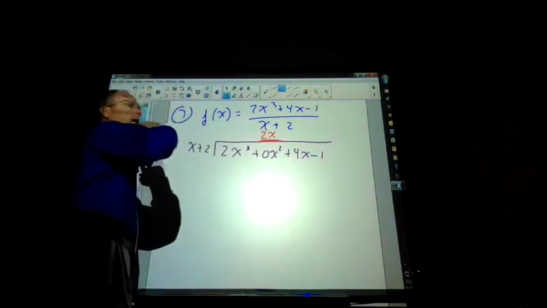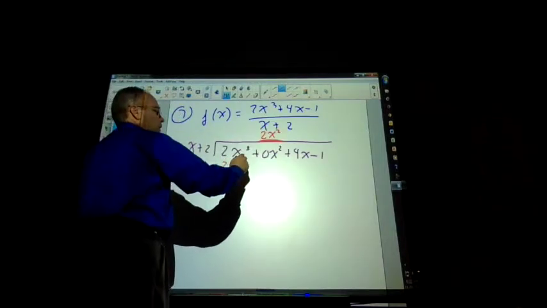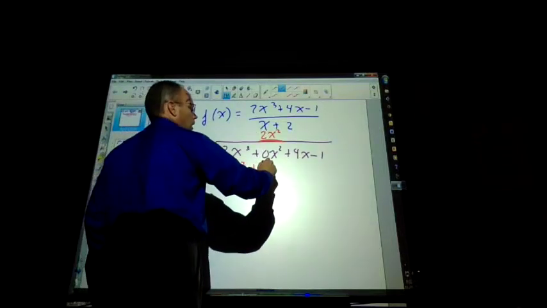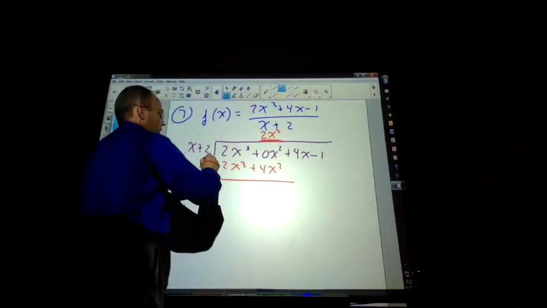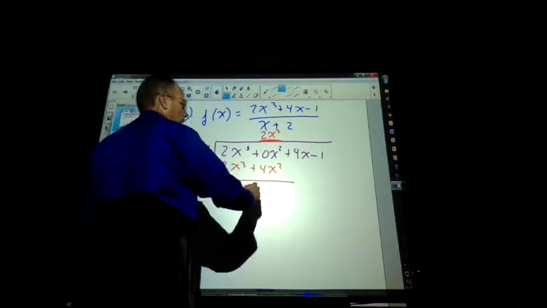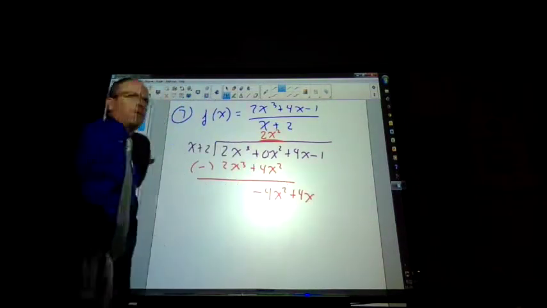2x squared. So 2x squared times x is 2x to the third, and then 2x squared times 2 is going to be plus 4x squared. I'm going to subtract. We okay? This is gone. Minus 4x squared plus 4x. You okay with that?